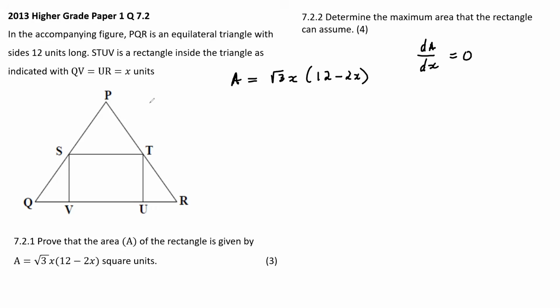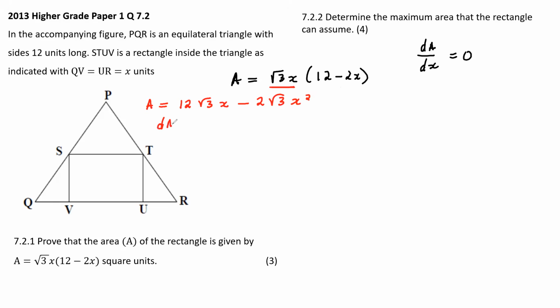Let me see if I can open up the brackets. So root of 3x times 12 is basically 12 root of 3x. And it is 12 times root of 3 times x, minus root of 3x times 2x. That's going to be negative 2 root of 3 x squared, because the x and the x.